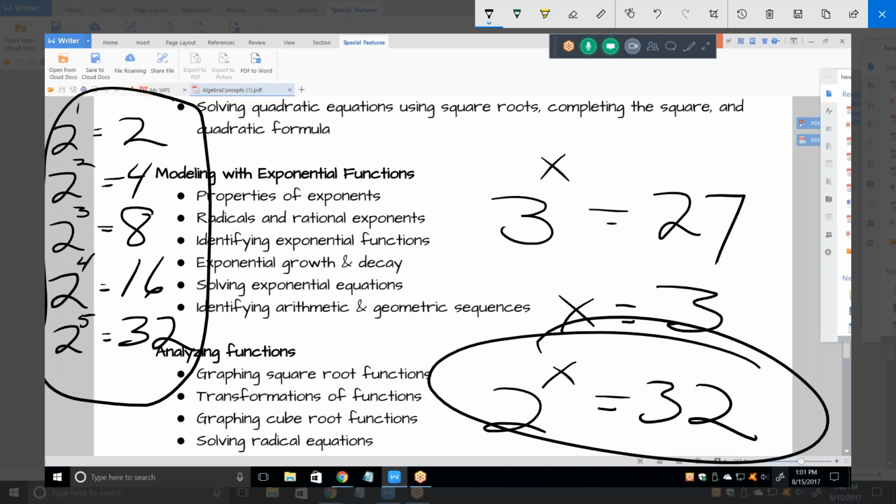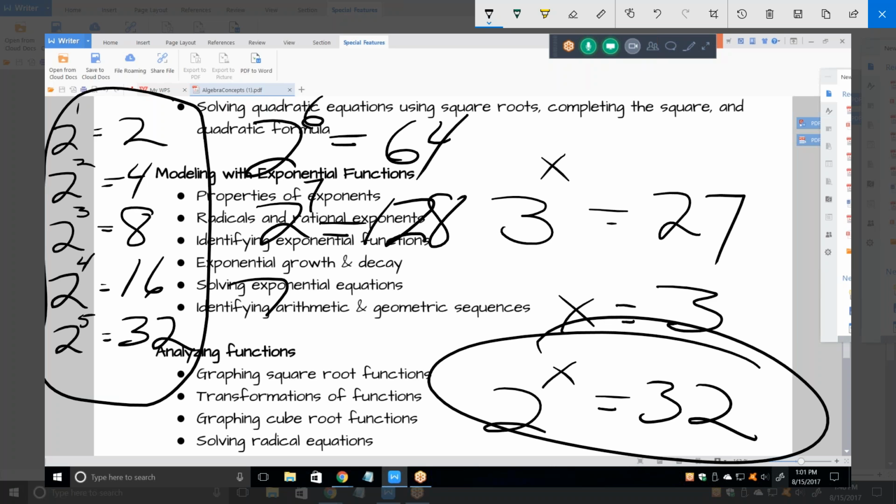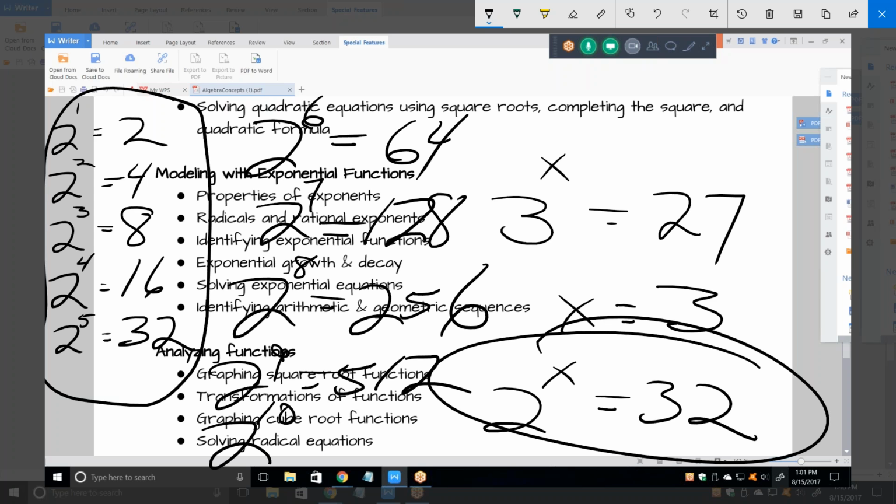Powers of 2 are extremely important. It's what our entire computers are based on, is a binary system. So knowing what 2 to a certain power is pretty important. 2 to the 6th is 64. 2 to the 7th is 128. 2 to the 8th is 256. 2 to the 9th is 512. And 2 to the 10th is 1024.